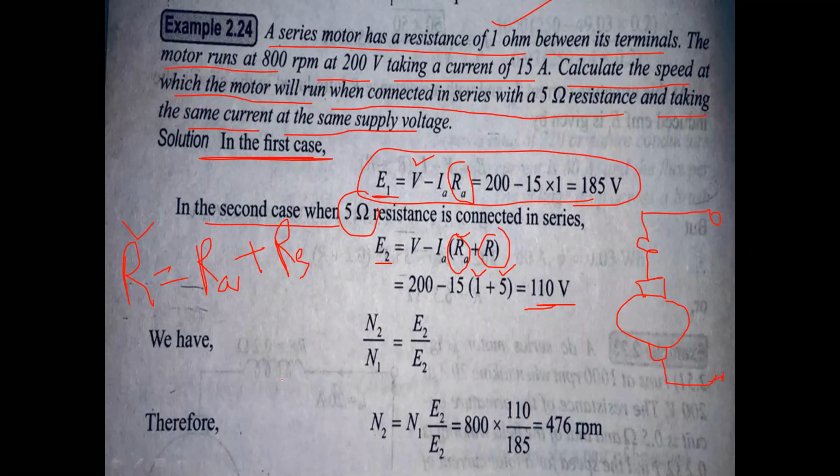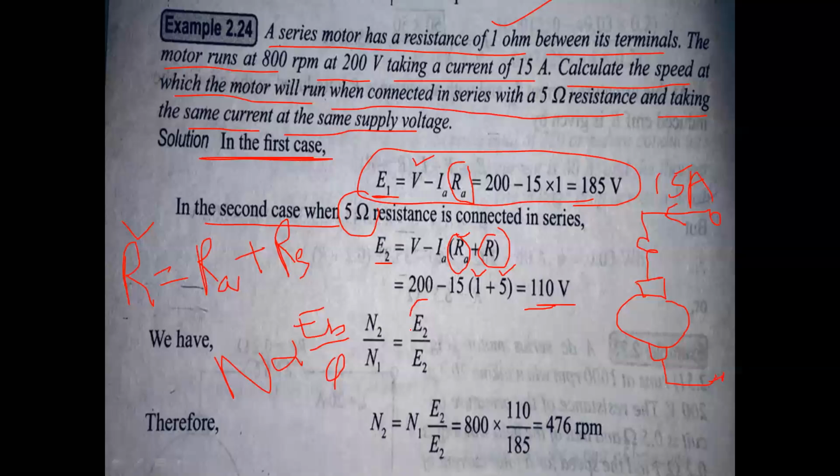So we know that speed is proportional to back EMF and flux. Current is constant, that is 15 amperes current is constant. In two cases, same current will flow. So 15 amperes current constant means flux constant. So flux constant means N is proportional to EB. So N2 is proportional to EB2, N1 is proportional to EB1. So N2 by N1 equal to E2 by E1.